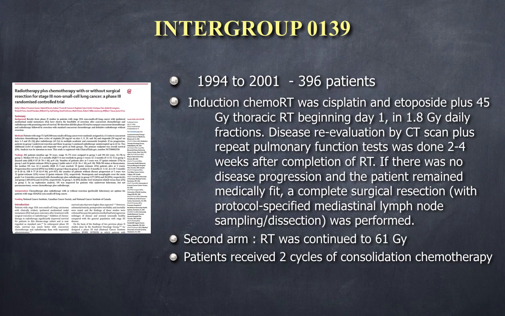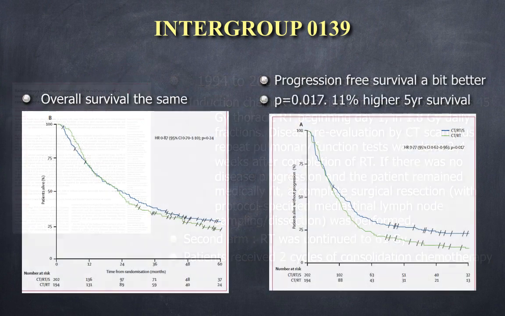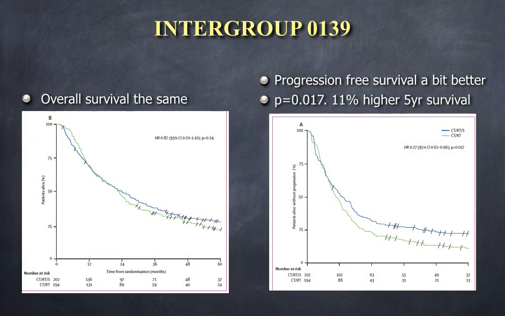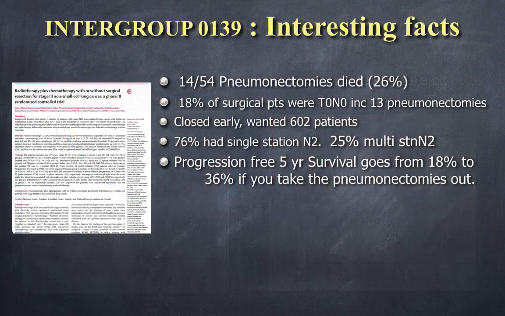So they did concurrent chemoradiotherapy, then CT restaging. If still negative, then they would do surgery 3 to 5 weeks afterwards, and then they would do 2 more cycles of chemotherapy. So a lot of treatment. But they did get a significant difference. So the overall survival just didn't quite hit significance, although there was a difference, and then progression-free survival was significantly different.